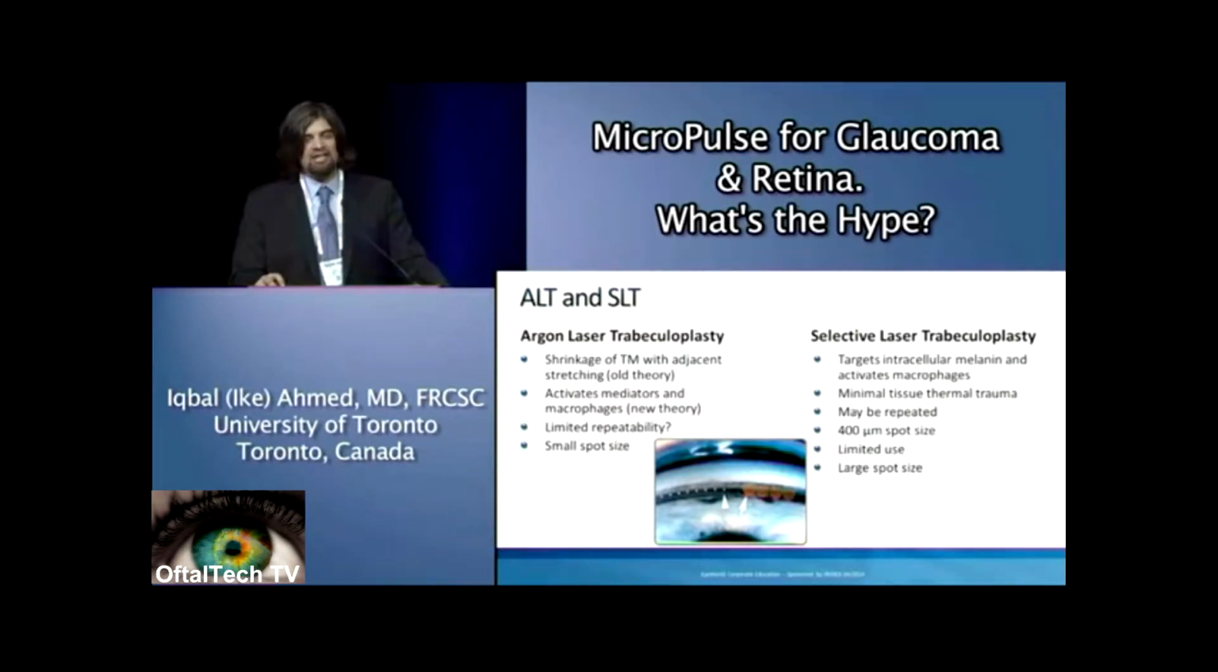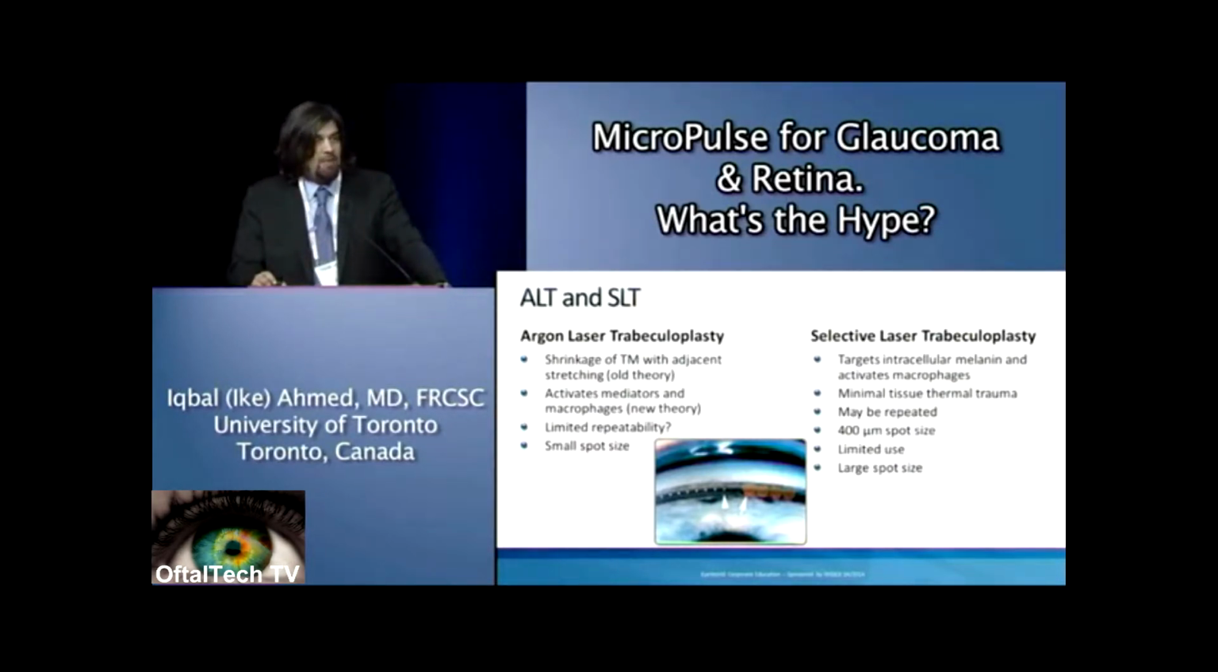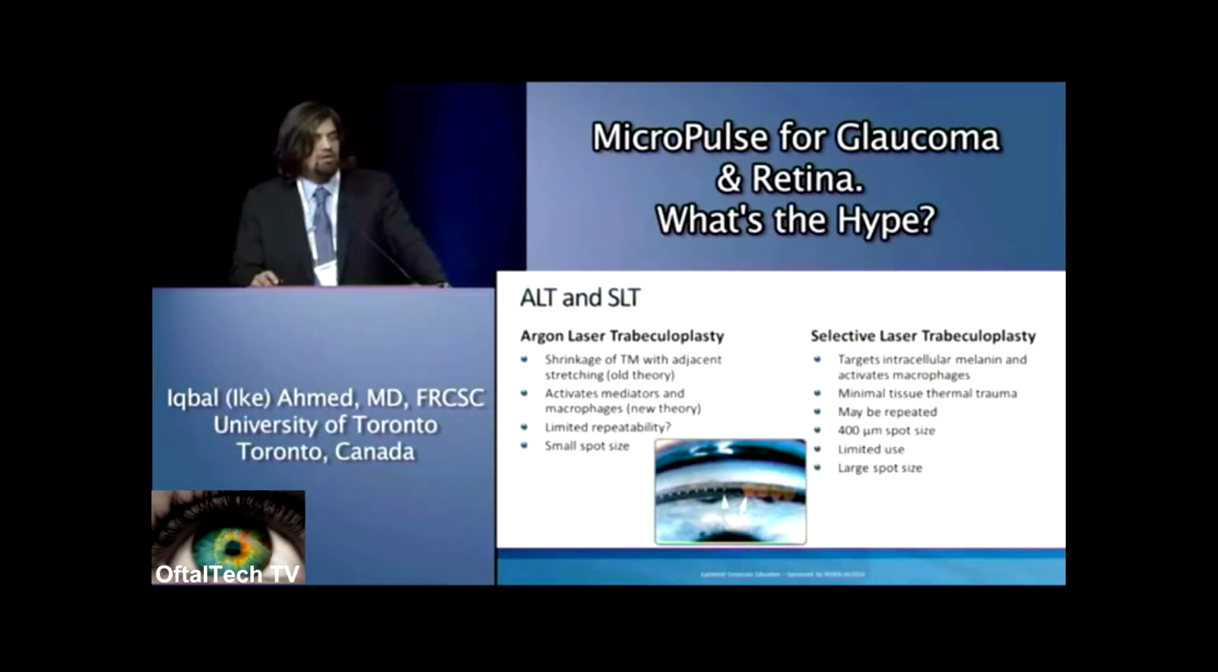Because if you look at the histopath, which I don't have up here, on ALT, you'll see cratering, you'll see herniation of inner wall against the outer wall, you'll see basically a lot of damage that occurs in the meshwork. And unfortunately, that limits its repeatability, and in my opinion, even worse, it limits the ability to perform future MIGS surgery, which I think, if you're looking to the future, we want to retain the structural anatomy of the meshwork and the canal. It'll be vital for future therapies.